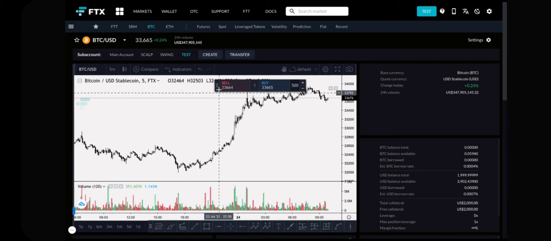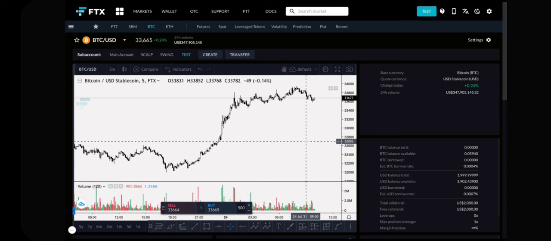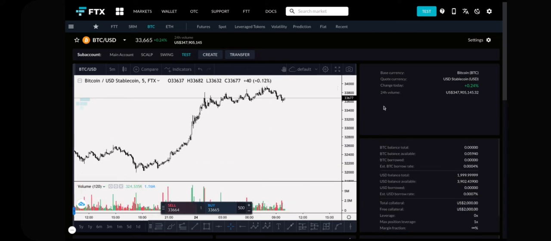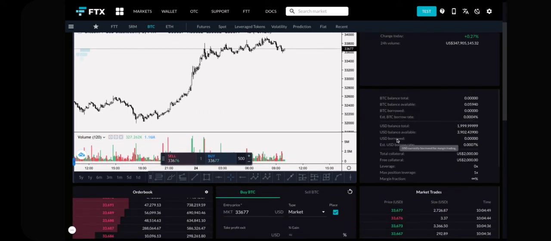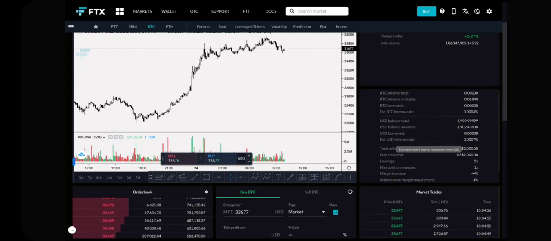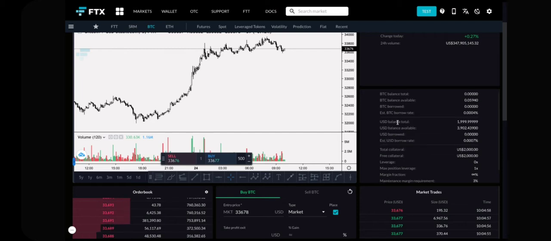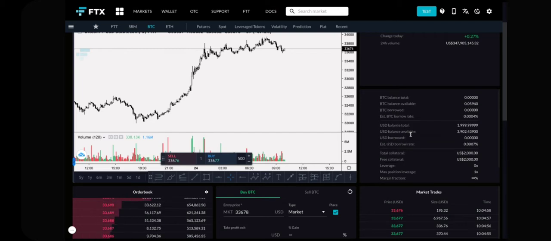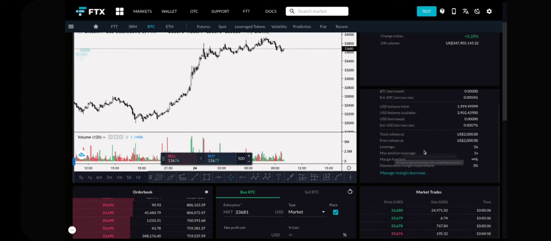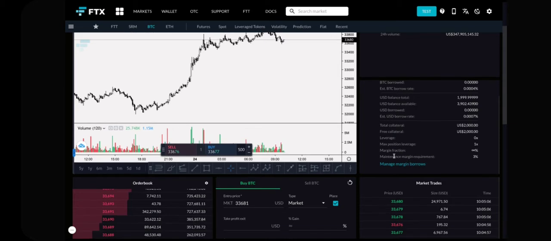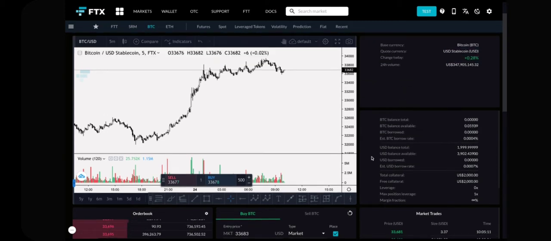All right, so here we're on the Bitcoin spot market. What you see on the right hand side is your account details, your balance, and everything. It'll show you how much US dollars you have and how that's broken down, and also your collateral and different things like leverage, position leverage, fraction, margin. You can ignore all of this until we talk about the leverage side of things. I just want to show you how to buy and sell actual spot Bitcoin itself.